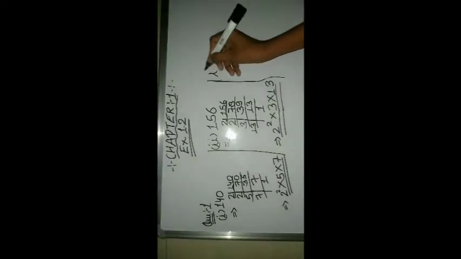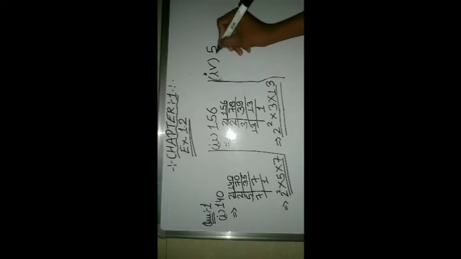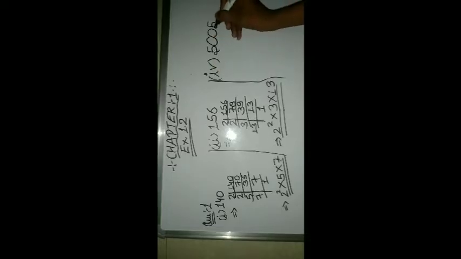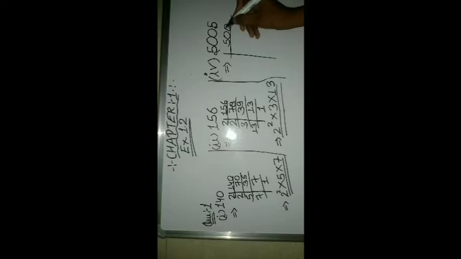Now we do our next question, that is 5005, and this question can also be done by prime factorization. 5005 divided by 5 becomes 1001, and 1001 is divisible by 7, so it becomes 143, and 143 is divisible by 11, so it becomes 13, and 13 is a prime number, so it becomes 1. So the factors of 5005 are 5 into 7 into 11 into 13, so that is the answer.